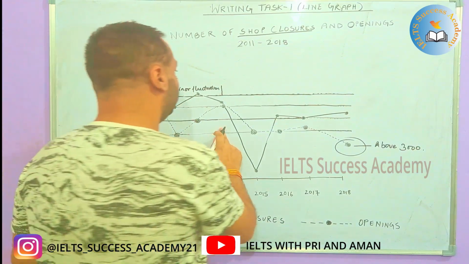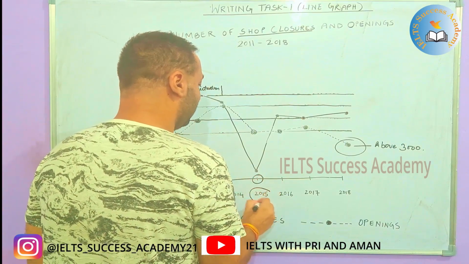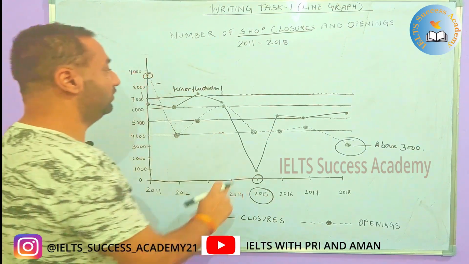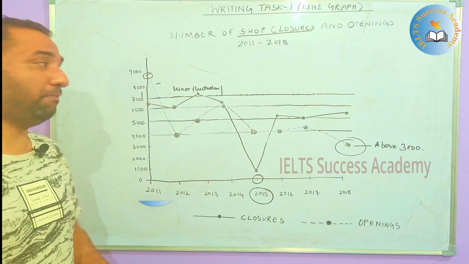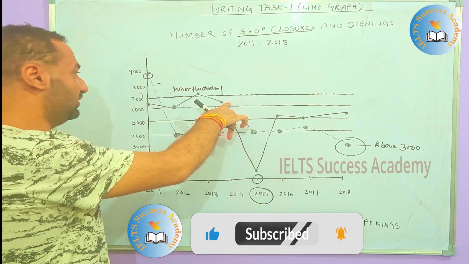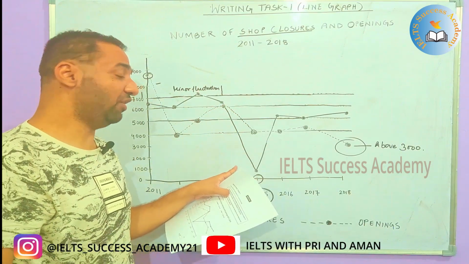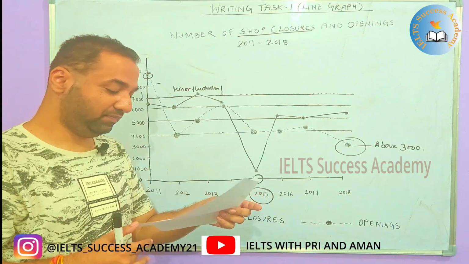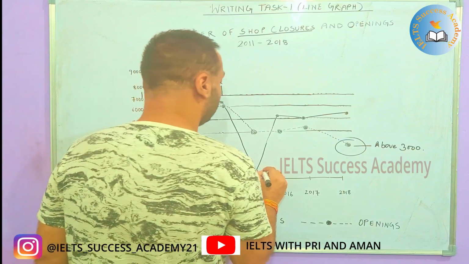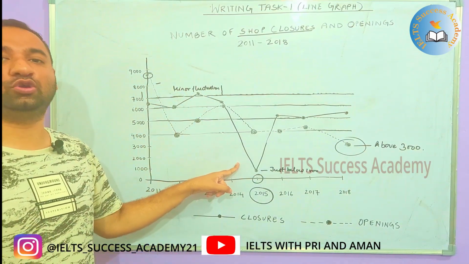But in the year 2015, this one, we saw a huge drop, a massive drop, basically from just above 6,000 to nearly a level of 1,000, just below 1,000. This is the biggest drop off.